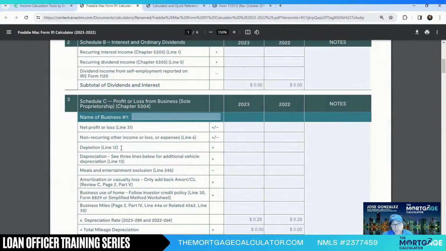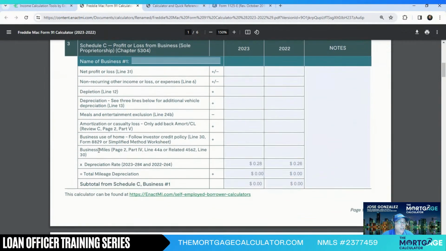Depletion. Remember I mentioned what depletion is. There actually has to be a schedule, a statement on their tax return. And this statement actually has to say depletion or it has to say amortization. We already have one that says depreciation. Now we're talking here meals and entertainment. The reason meals and entertainment is put on here is because the borrower is only deducting 50% of the amount. That means that the other 50% is still an expense to them. So that gets added here and that gets deducted from their income.